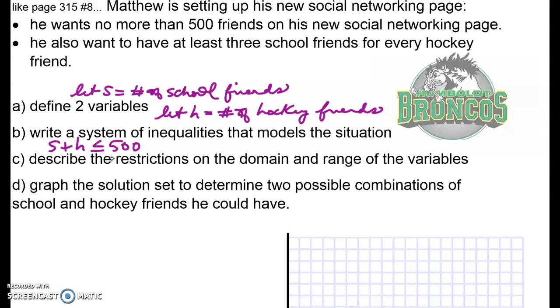So we talked about this a little bit. If he has 1 hockey friend, he's going to have 3 school friends. And 2 hockey friends, 6 school friends. So we see that the hockey friends is always multiplied by 3 to get the school friends. Another way to look at it, and I mentioned this before when we did that example with Mr. C and the hockey team, is to set up an equality or an equation first. So I know that if I was to make these friends equal, the school friends are 3 times as much. So in order to make them equal, I need to multiply the hockey friends by 3.